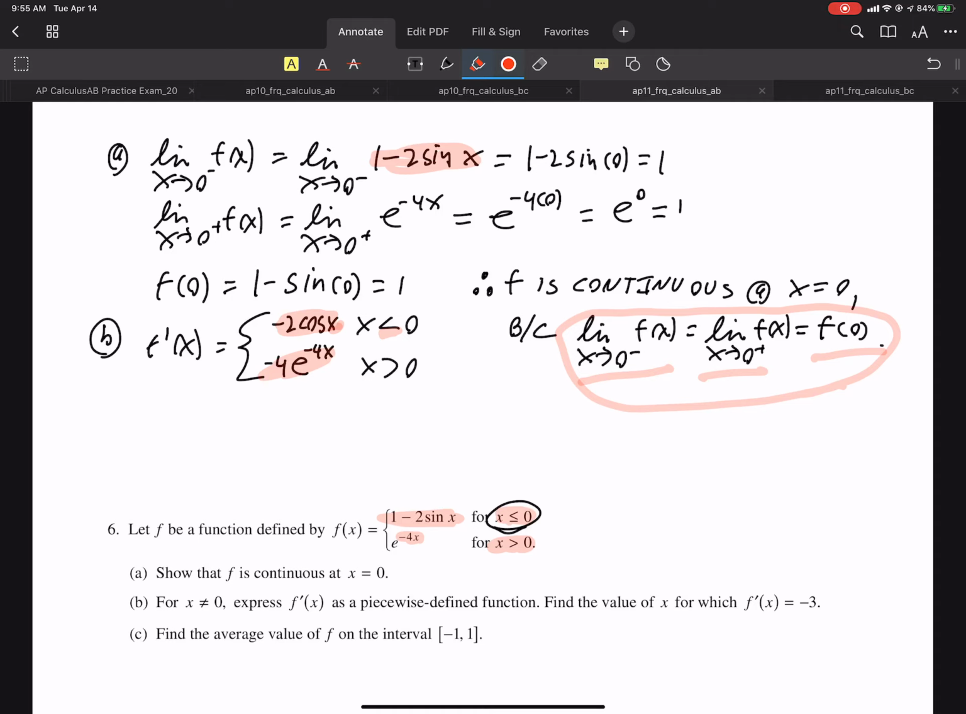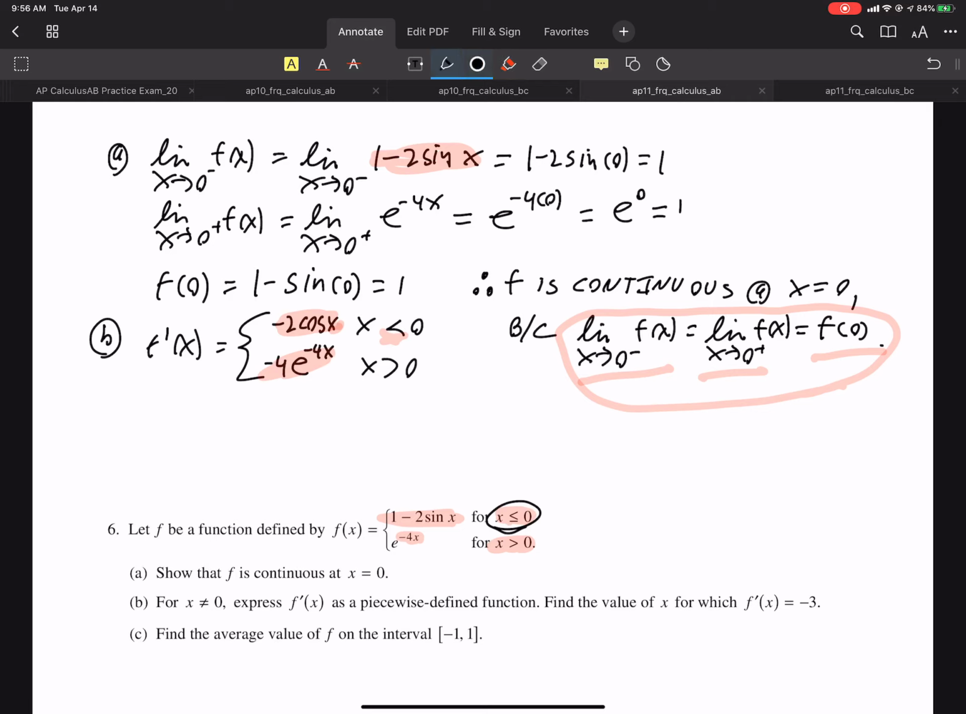Therefore, there's a sharp point. Therefore, the derivative does not exist. Therefore, I don't have an equal... Whoa, that wasn't supposed to happen. I don't have an equal sign right here because the derivative doesn't exist, so I shouldn't say it exists.